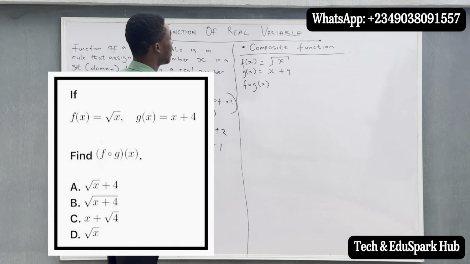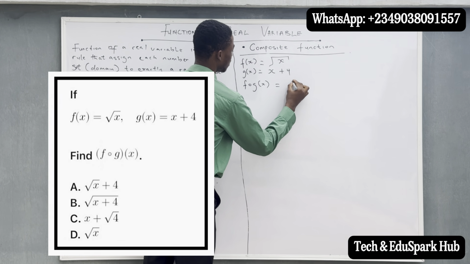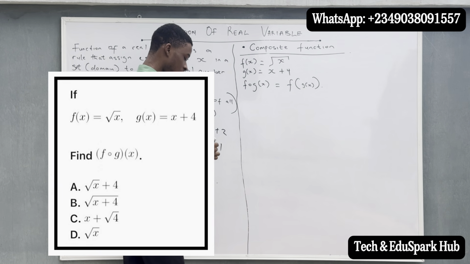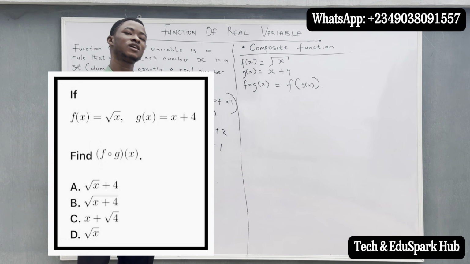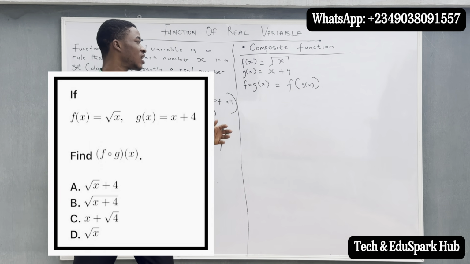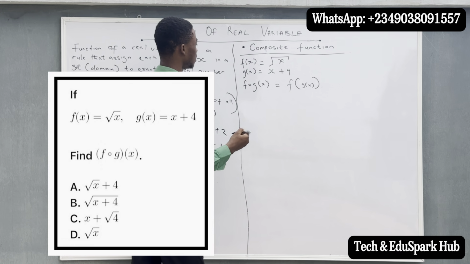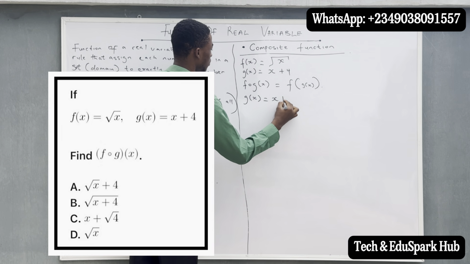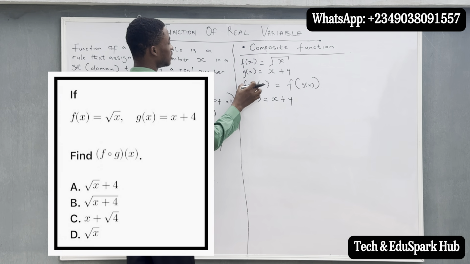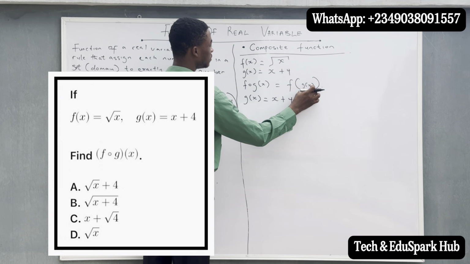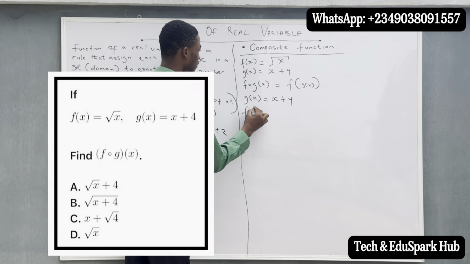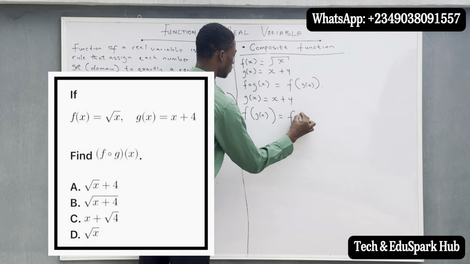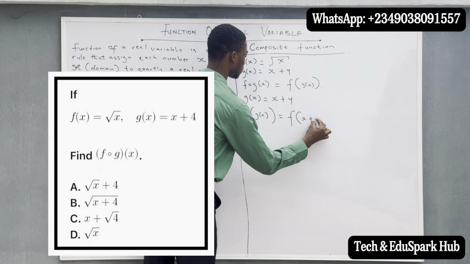So recall that we can write this f of g of x as f open brackets g of x. So this is a better way to write it in order to visualize what is going on behind the scene. So in order to do this, recall that our g of x is equal to x plus 4. So now that we have gotten our g of x, we can put it back in this equation. So we have our f of g of x to be equal to f of x plus 4.